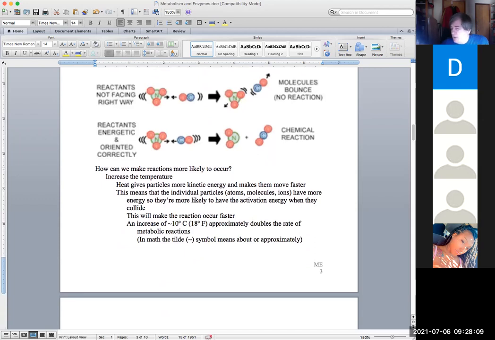Now, how can you make a chemical reaction more likely to occur? Well, one of the easiest ways is to increase the temperature. If temperature goes up about 10 degrees Celsius, which is about 18 degrees Fahrenheit, this doubles the rate of metabolic reactions in a cell. If the temperature goes down 10 degrees Celsius or 18 degrees Fahrenheit, the rate of the chemical reactions is only half of what it was.